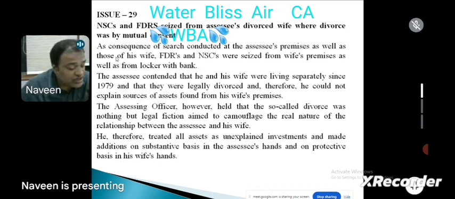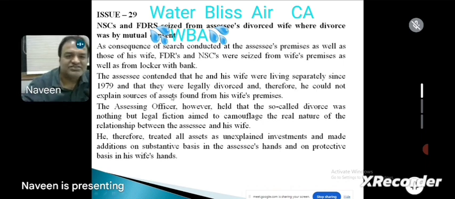The assessing officer, being a very smart person, says no. You are simply saying that your divorce is nothing but a legal fiction, to camouflage the real nature of the relationship between the assessee and his wife. He therefore treated all assets and lifetime investments as the assessee's and made the addition on a substantive basis in the assessee's hands and on a protective basis in the wife's hands.